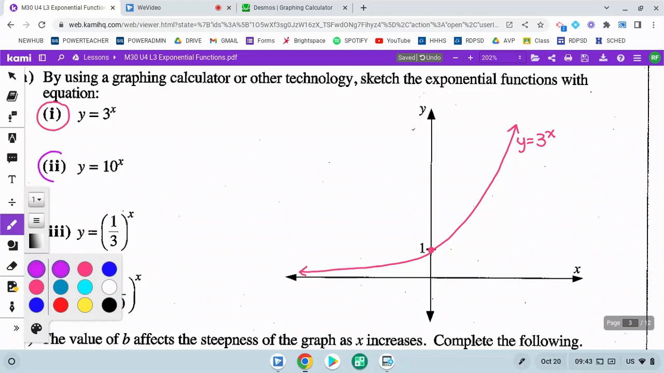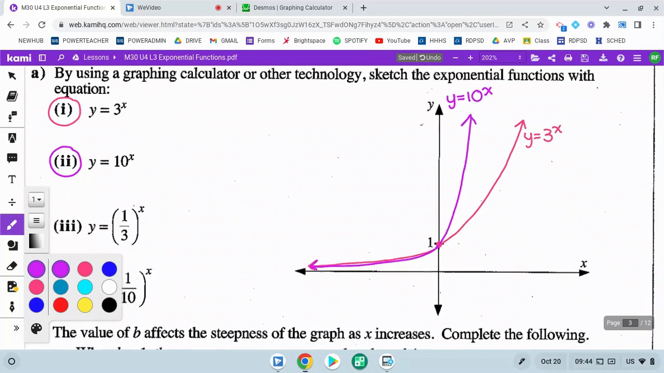Okay, when I do the next one, that's the one we saw was also a growth function, so it's going to go in that same direction, but this one is going to be steeper. Okay, so it should be coming closer to that y-axis. This one is y is equal to 10 to the power of x. It doesn't have to be perfect, so something like that is fine.